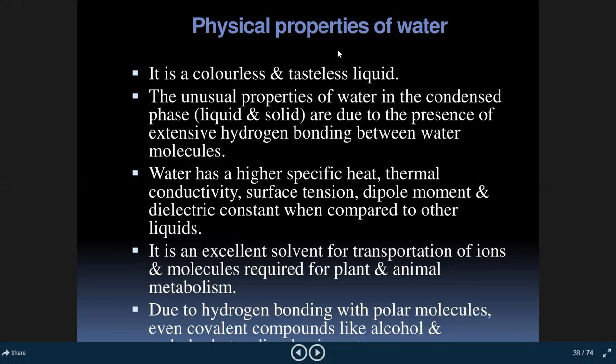If the extent of hydrogen bonding is less, the water will be in liquid state. If the strength of hydrogen bonding increases, it will convert into solid. Along with that you have to decrease the temperature.